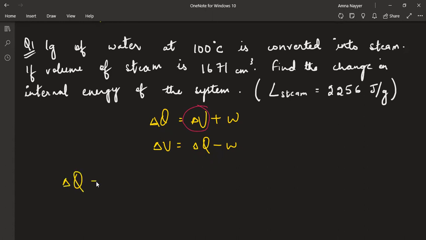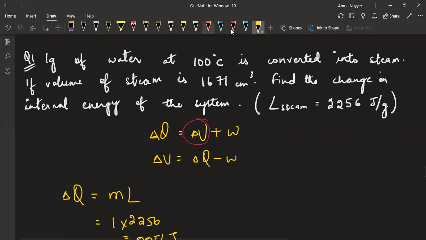So the heat will be mL. Remember, we did it already in thermal properties: latent heat of fusion, latent heat of vaporization. So here the latent heat of vaporization of steam is already given. Mass is also given, 1 gram. So 1 into 2256, that will be 2256 joules. So I have got the value of this.